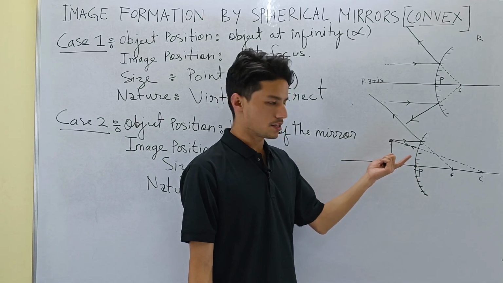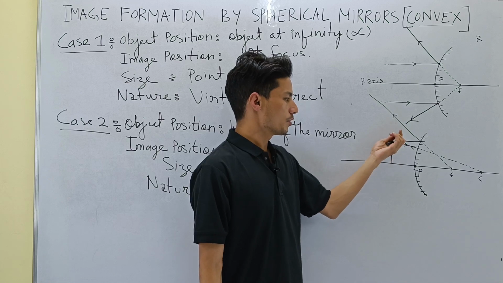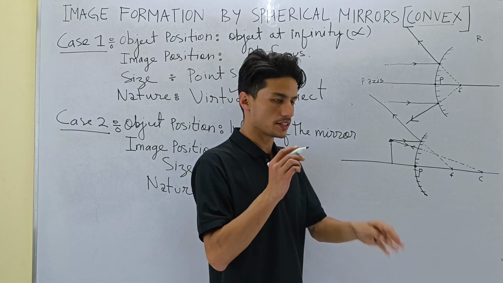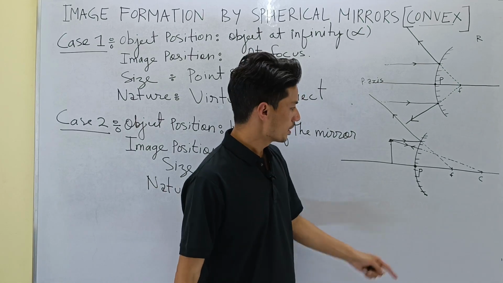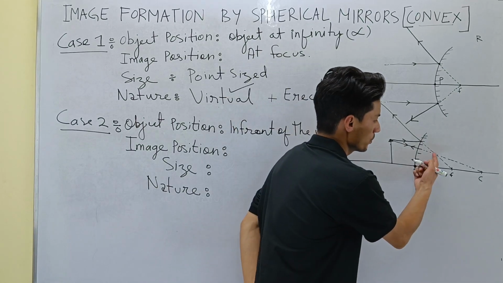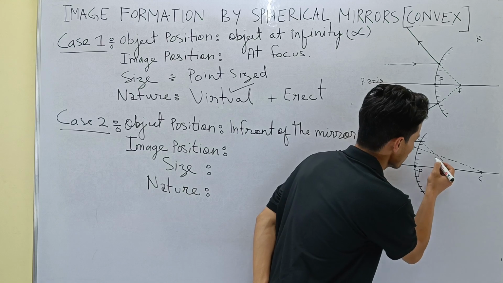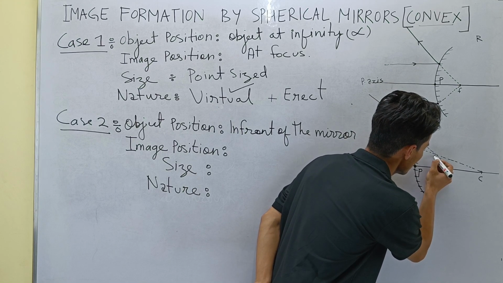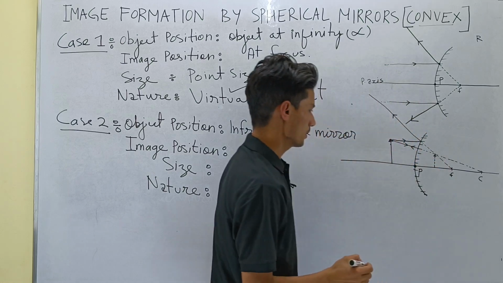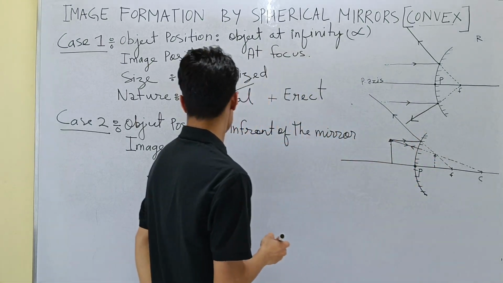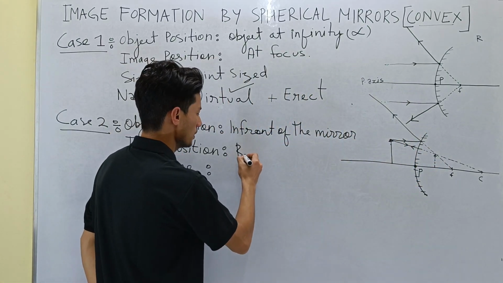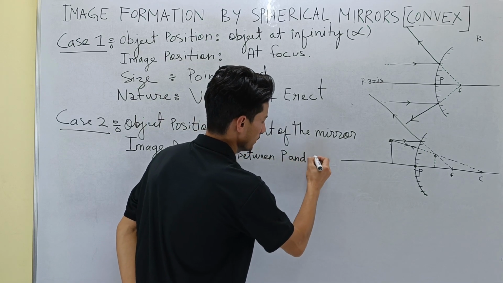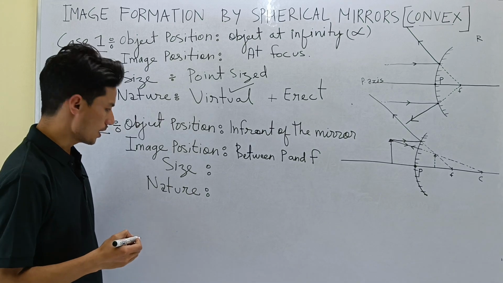This is a virtual case, so they are not going to meet in the real world, but they will appear to meet. We have to back trace them. Where will they appear to meet? See here, the 2 reflected rays appear to meet here. This is a virtual image, so remember, dotted. Your object is here, between P and F. So image position is between P and F. Are we clear?